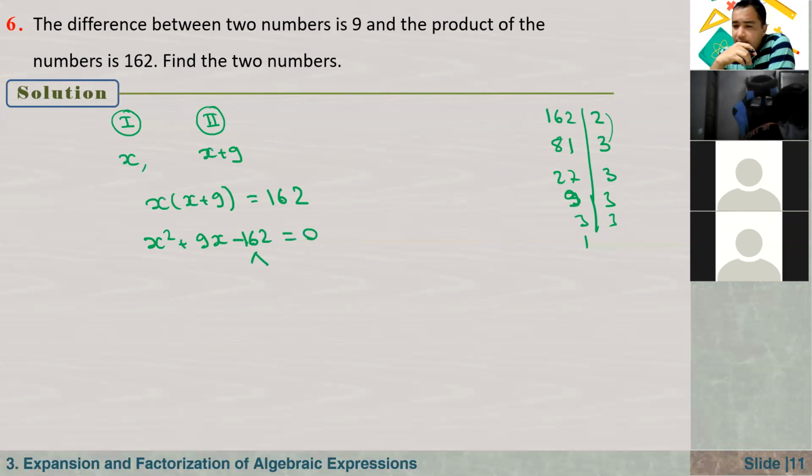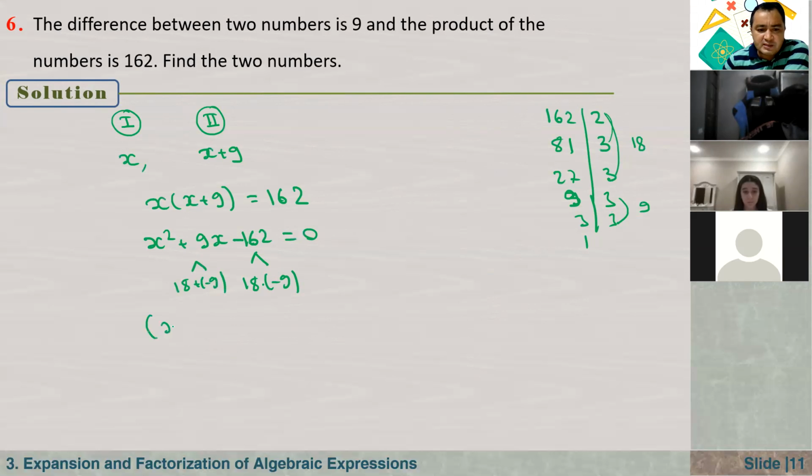Can't you do 18 and negative 9? Very good. So that is 2 times 3 times 3, that is 18, and 3 times 3 is 9, right? So it is 18 and 9. We can write it as 18 times negative 9, and 18 plus negative 9 gives 9. So if we factorize, we get x minus 9 and x plus 18, equal to 0. So x equals 9 or x equals negative 18.